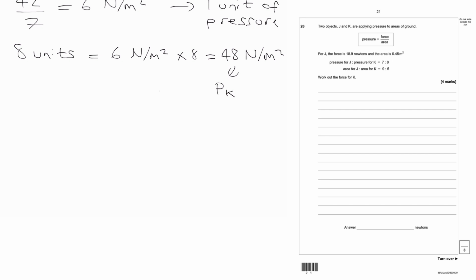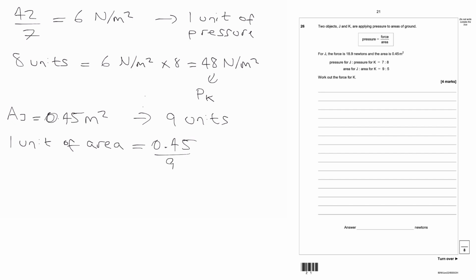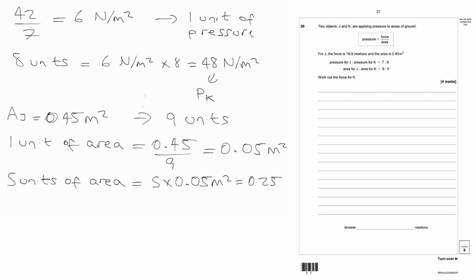So now we have the pressure applied by K, and we can also work out our area for K. So we know that our area for J is 0.45 meters squared, and we can work out that this represents 9 units. Therefore, 1 unit of area equals 0.45 over 9, which is going to equal 0.5. In fact, that's incorrect. It's going to be 0.05. And I'll just write in the units, 0.05 meters squared. Therefore, 5 units of area is going to equal 5 times 0.05 meters squared, which equals 0.25 meters squared.